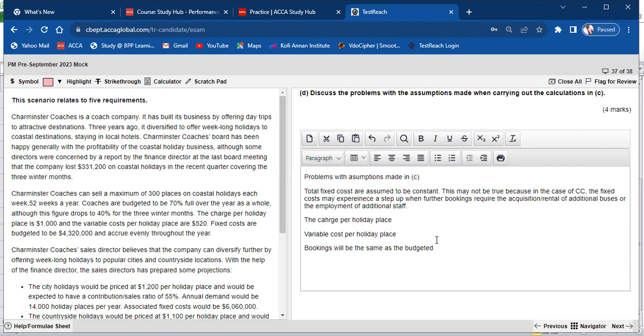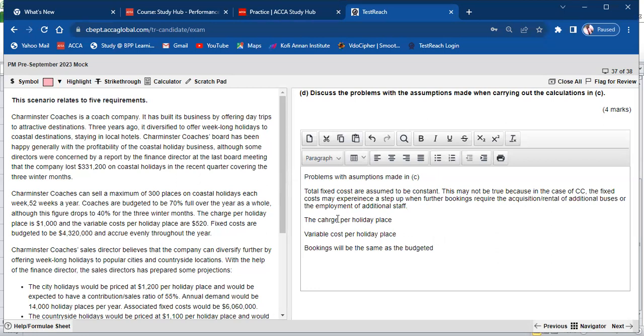So if bookings go beyond a certain limit, your buses may not be enough to carry the guys. So you may be forced to rent another bus at a fixed cost. So that would be a step up. So if that happens, then the assumption that fixed costs are constant throughout does not work anymore. So that is one of the problems with the assumptions.